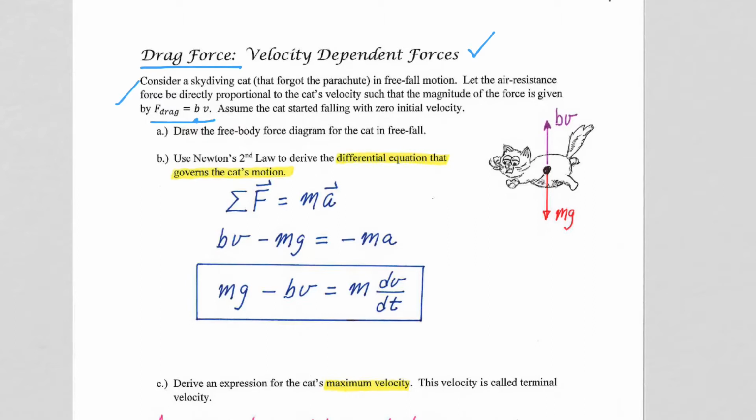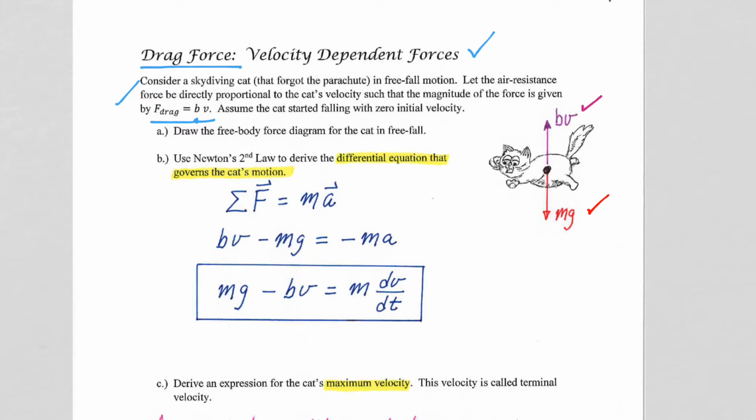So the first thing we are asked to do is to simply draw the free body force diagram. So we take our cat over here, and hopefully this part is okay. We have mg down, and the only other force is our velocity-dependent drag force, BV, resisting the motion downward.